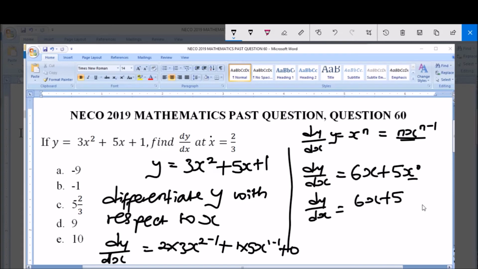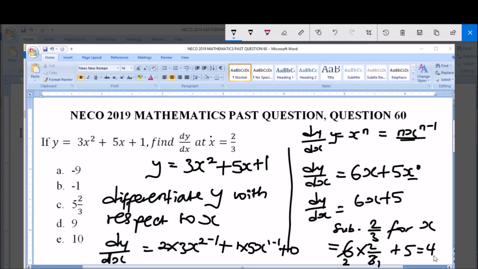So 6x plus 5. Now the question says at x equal to 2/3. Whenever we see x here, we substitute 2 over 3 for x, and this is equal to 6 times 2 all over 3 plus 5. The 3 here will give us 2, and the 3 here will give us 1. 2 times 2 will give us 4. So we have 4 plus 5, and this is equal to 9. So 9 is the answer of this differentiation, given that x is equal to 2 over 3, and that is option D.